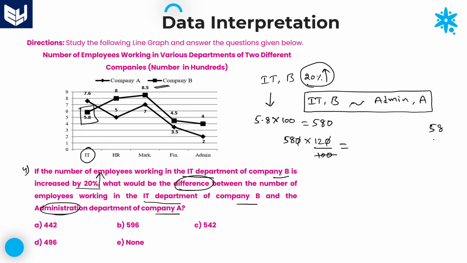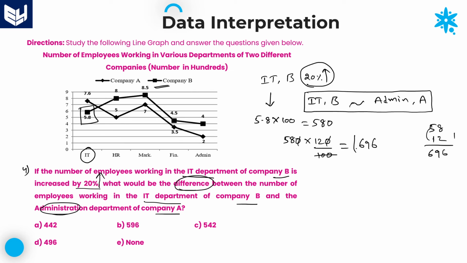You just multiply these two values. 8 twos are 16, 1 carry forward, and next 10 plus 8 is 18, plus 1 is 19. Again 1 carry forward, 5 plus 1 is 6. So 696. The number of employees working in the IT department of company B is 696.